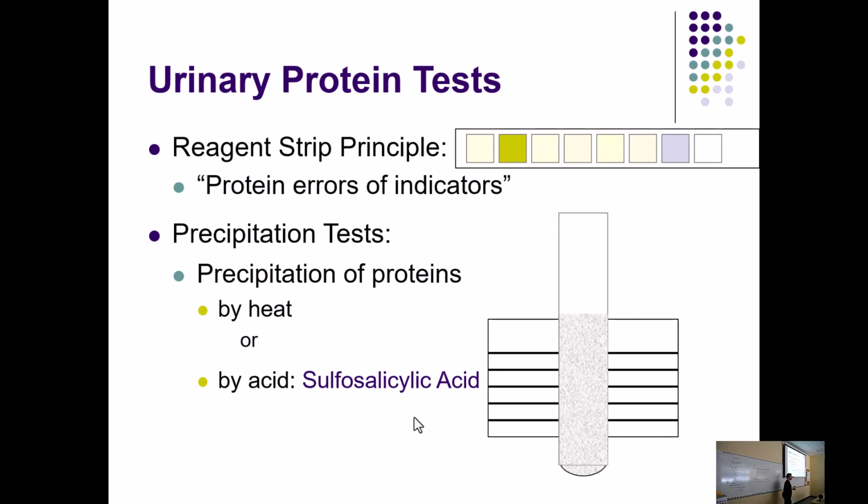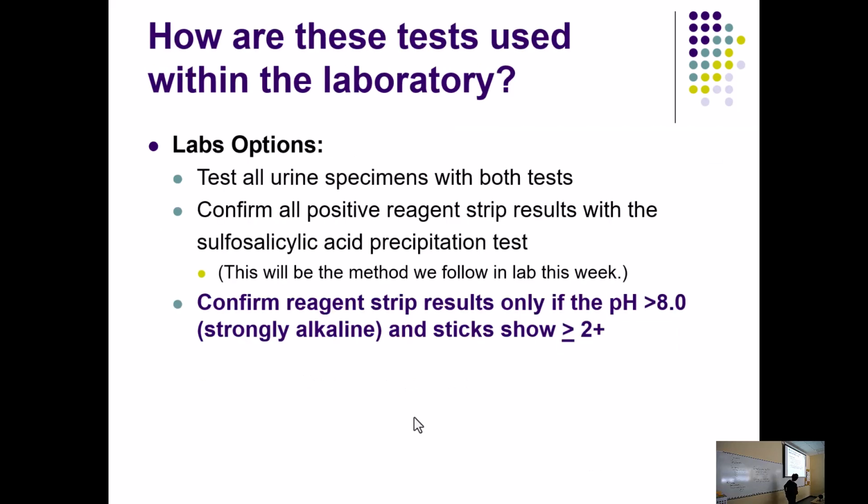So the urine protein test methodology is the protein error of indicators. And then there's also a precipitation test that we'll talk about called sulfosalicylic acid. We actually do this one in the lab. We'll talk more about those a little bit farther down. Within the lab, you can test all urines for both, or a lot of places confirm only the positive strips with the sulfosalicylic acid test. That's how we do it.